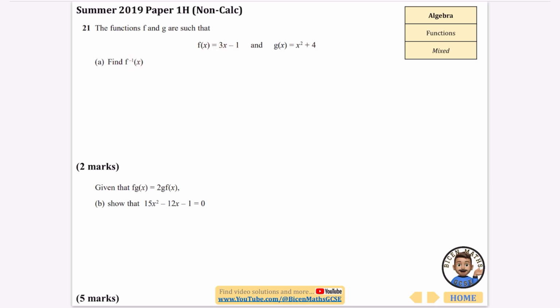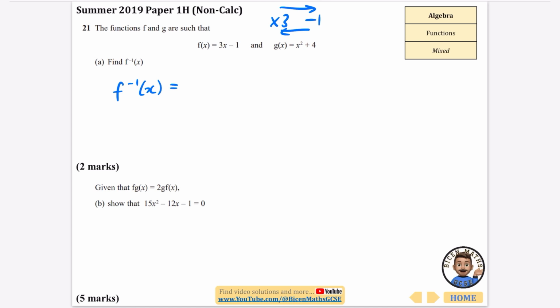Okay, so we've got these two functions here, and we're going to find the inverse of f of x. I'm going to show you the shortcut method, and then the foolproof method afterwards. So if you think about what's happening to x here, it is multiplying by 3 and then subtracting 1. If I want to go backwards, I have to do the opposite.